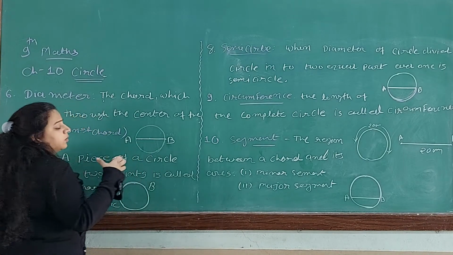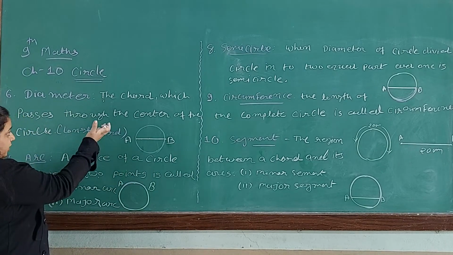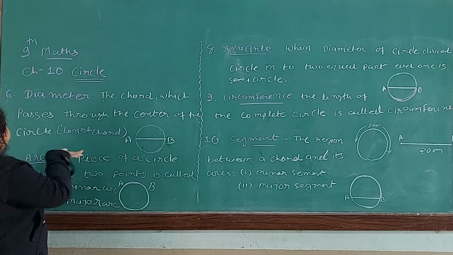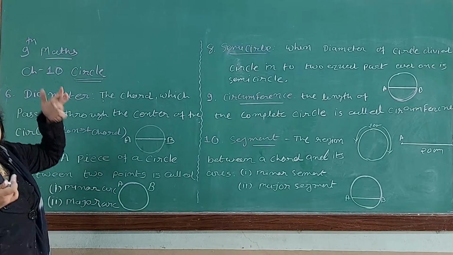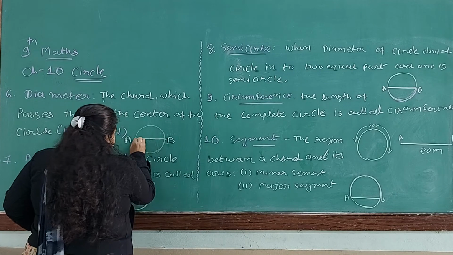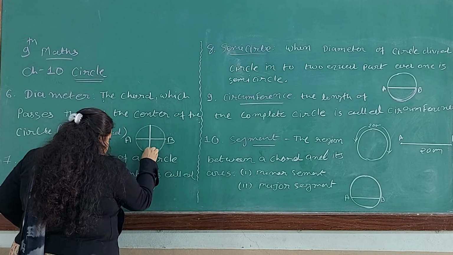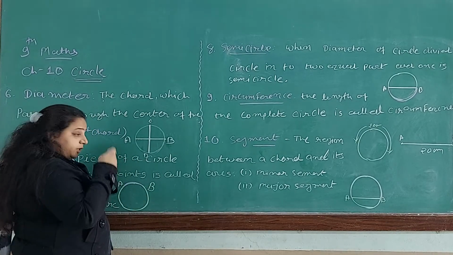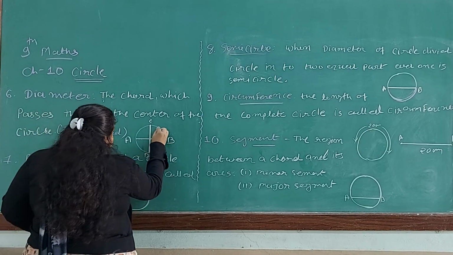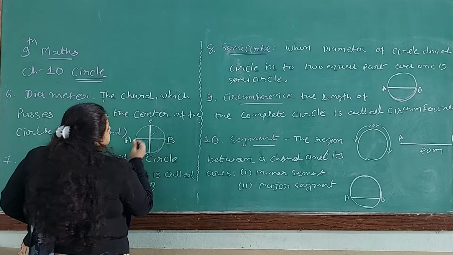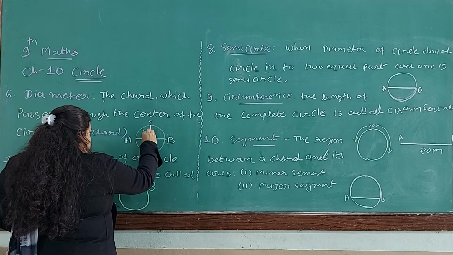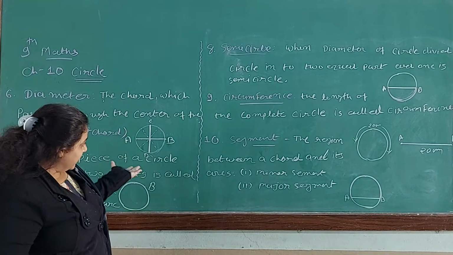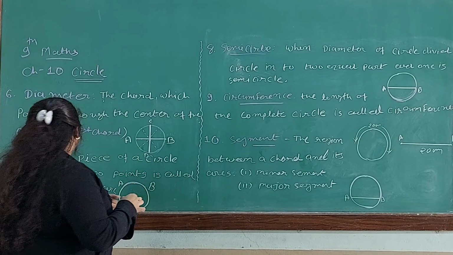Whichever line segment or chord which is passed by the center of the circle will form a diameter, and suppose C and D, it is also passing through the center, so it is also a diameter. Second thing, this is also a diameter, right? In short, the line segment which passes through the center is known as a diameter.